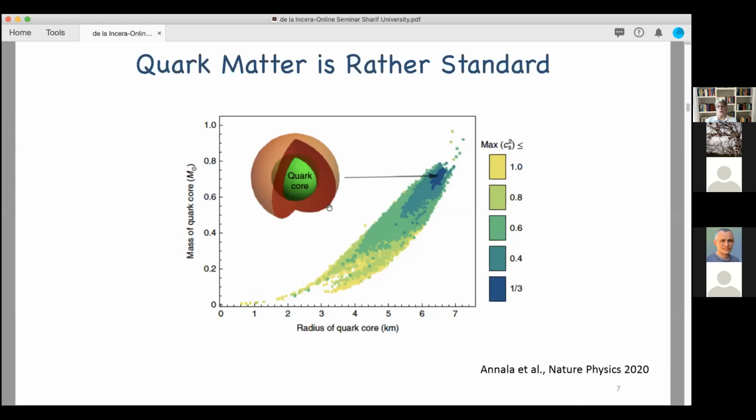So it's important to investigate what type of quark matter is realized in the core. What is the phase of quark matter?